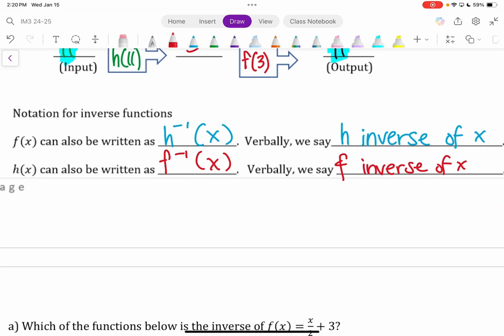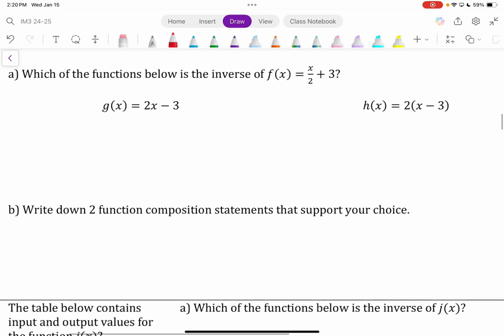So remember that the goal is to show you guys how to evaluate inverse functions 3 different ways. In the next page, we're going to look at those 3 different ways. The first way is with functions, the second way with tables, and the last way with graphs. So let's go ahead and jump into that together, all right? Scroll down to the next part or flip your page.